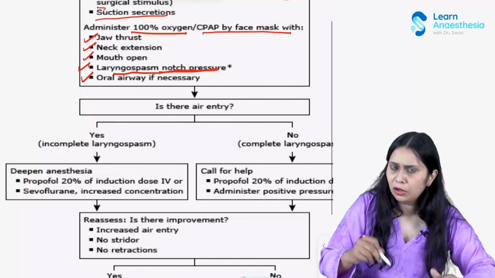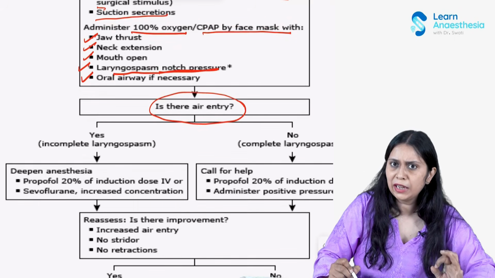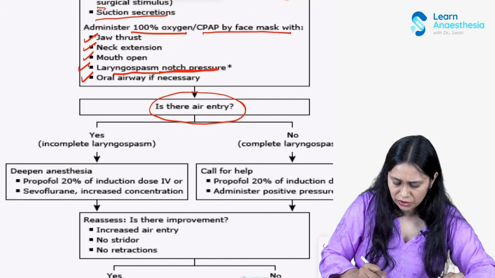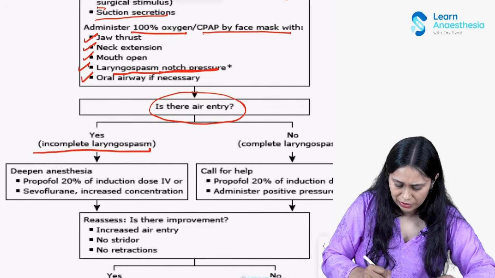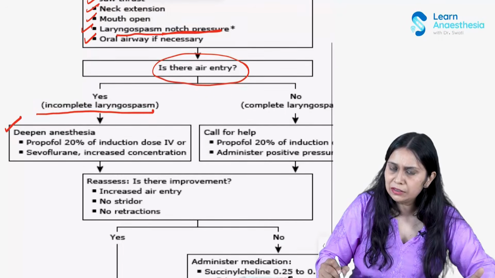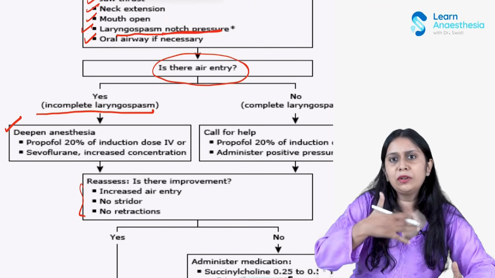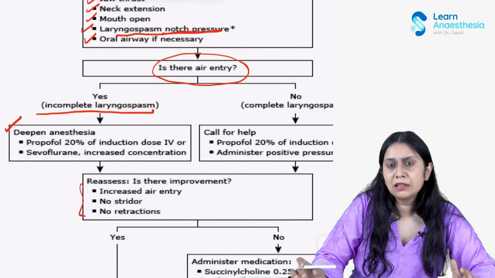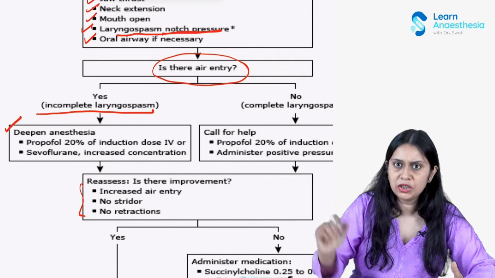Now, after doing all these maneuvers, we will again auscultate the patient. Is the patient having any air entry? If patient is having air entry, then it's an incomplete laryngospasm. We will deepen the anesthesia with propofol or sevoflurane. We reassess the patient. If patient has improved, the air entry has increased, the chest wall retraction, etc. is not now seen in the patient, we can proceed with our procedure.